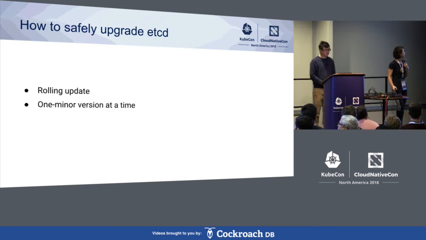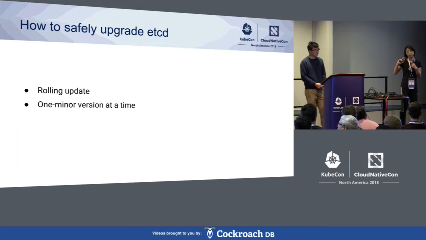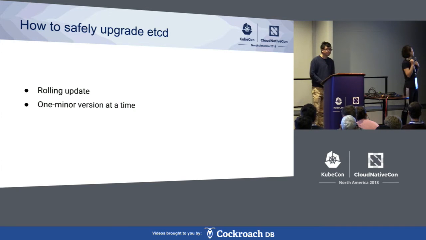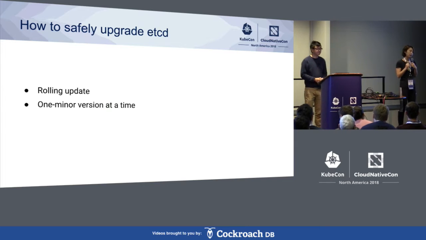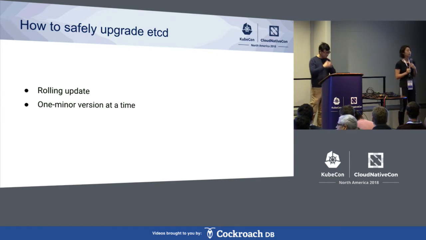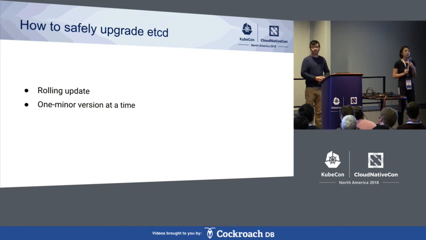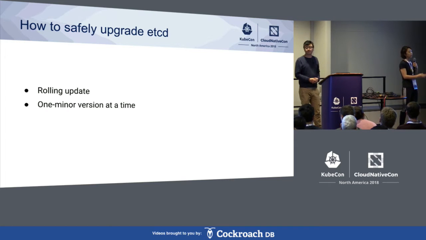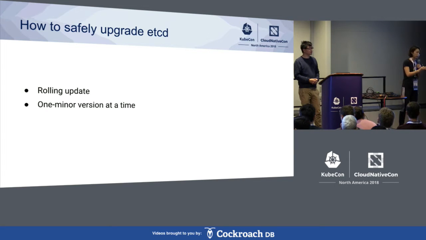With that set, we're ready to talk about how to safely upgrade etcd. There are 2 important things that you need to keep in mind. One is you can only do a rolling update, which means if you have a cluster of a couple of members, then you have to upgrade the members one by one. And you can only do 1 minor version upgrade at a time, which means if you have a 3.1 cluster and you want to eventually upgrade it to 3.3, then you have to upgrade it to 3.2 first. You have to be 1 year old before you get to 2 years old.